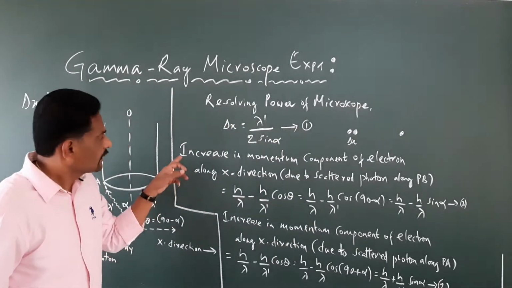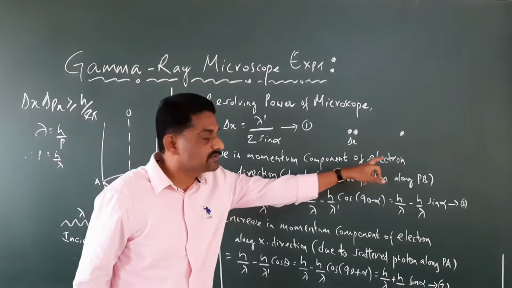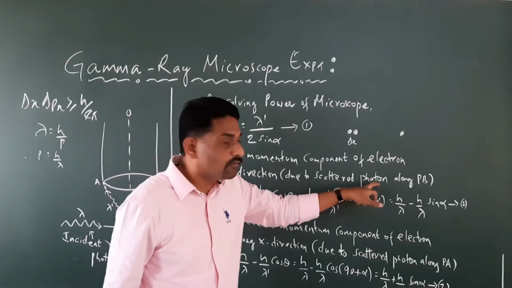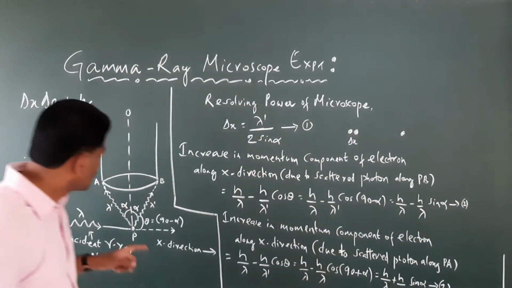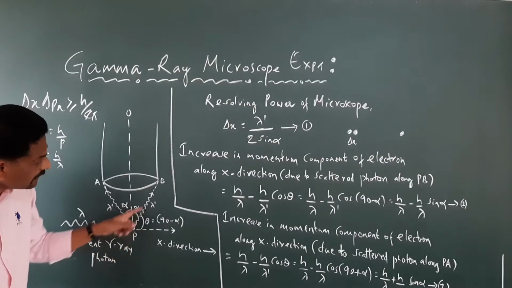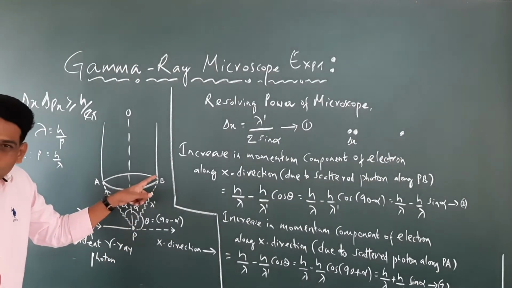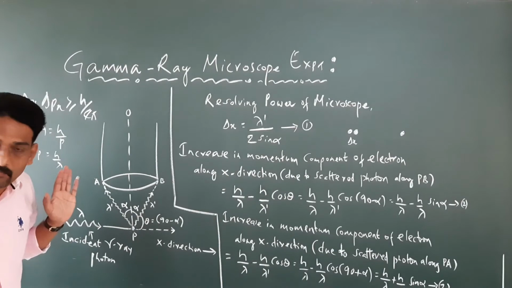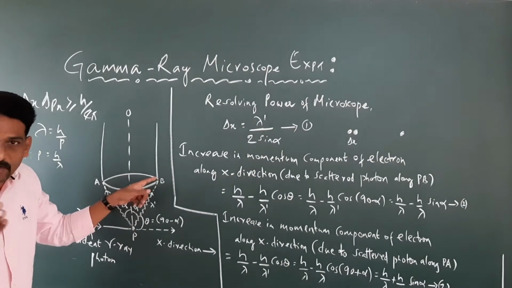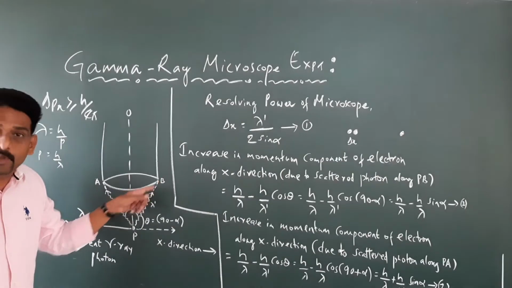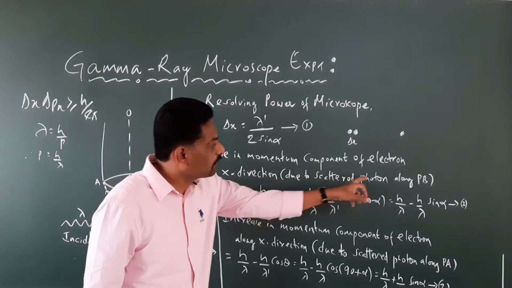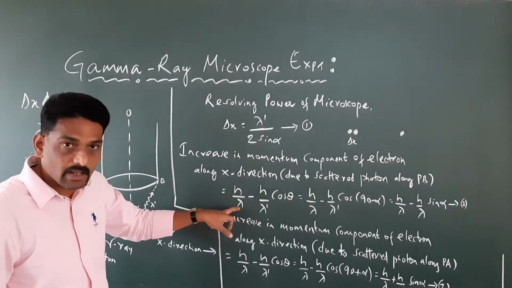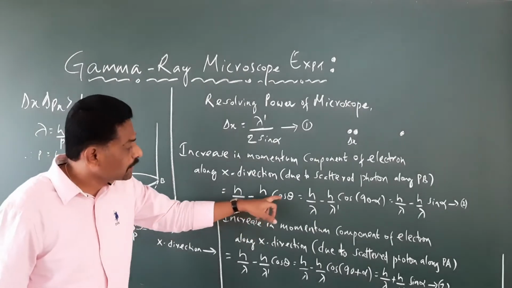Therefore, we are saying the increase in the momentum component of the electron along the x direction is due to the scattered photon along PB. Now we are focusing on the momentum along the PB direction. Why only PB? Because any ray which goes beyond this will not enter the lens system. So we are focusing only on the boundary, that is the last ray, PB. So what is the increase in momentum? It is taken as h by lambda minus h by lambda dash into cos theta.